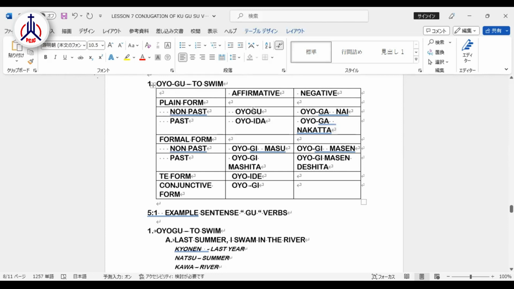And then the gu will change to ga, and then plus the nai. It will become oyoganai for your negative. And then for your past negative, the same, oyoganakatta.